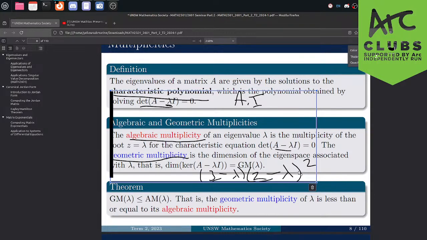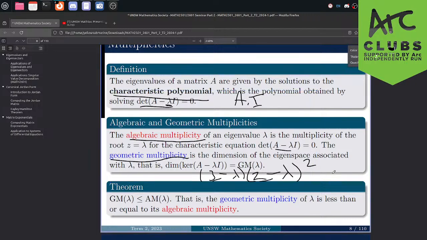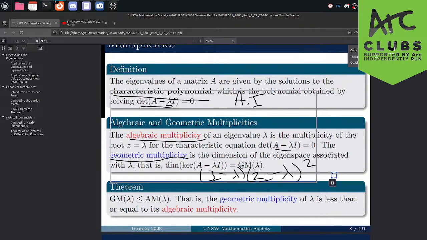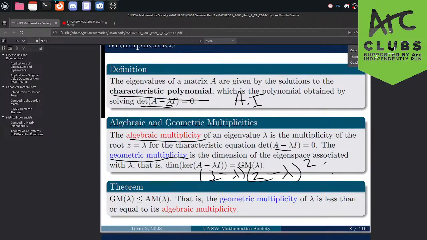And we say 2 has an algebraic multiplicity of 2 because its factor is raised to the power of 2. And we say 3 has an algebraic multiplicity of 1 because it's raised to the power of 1.